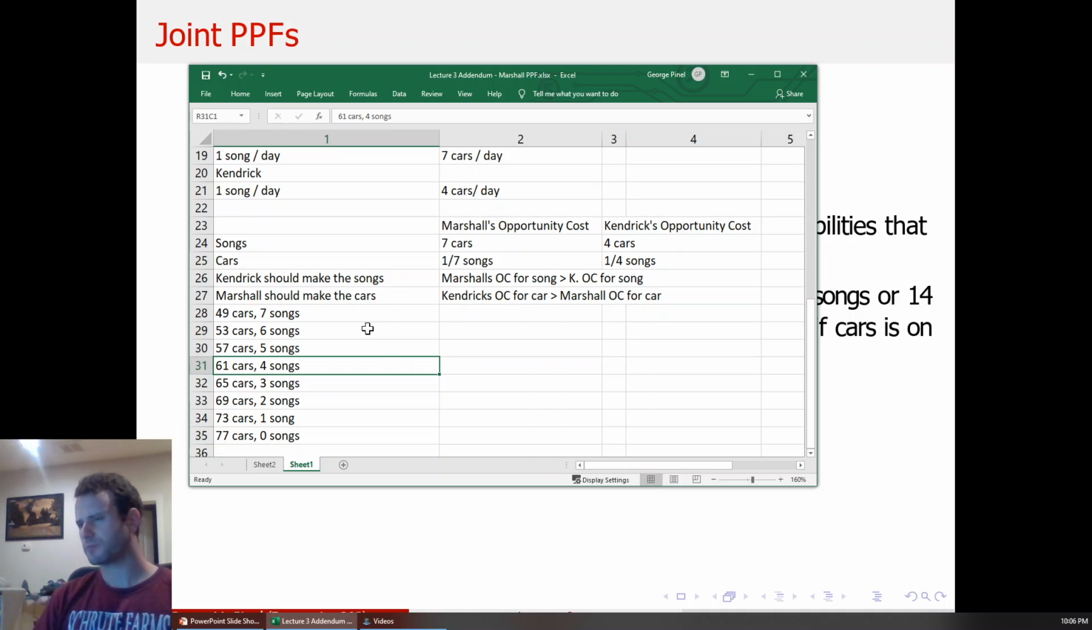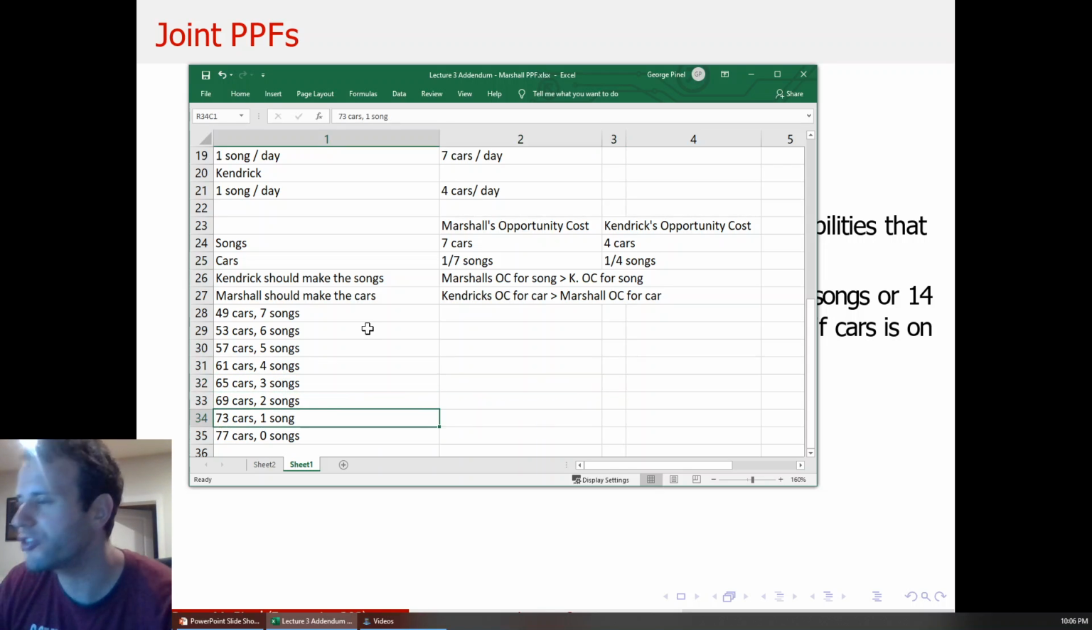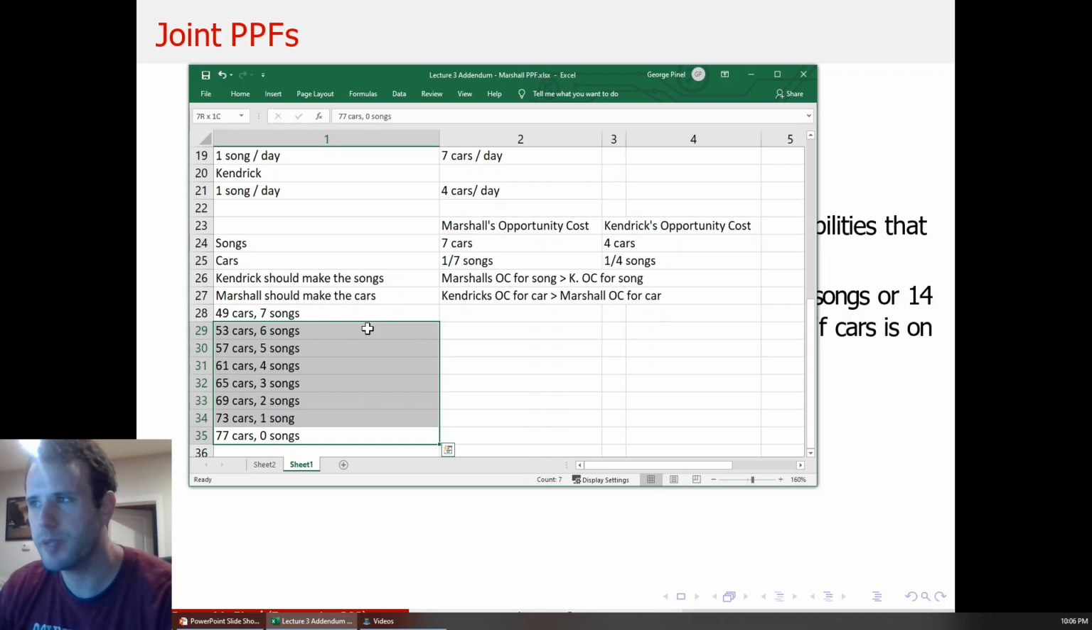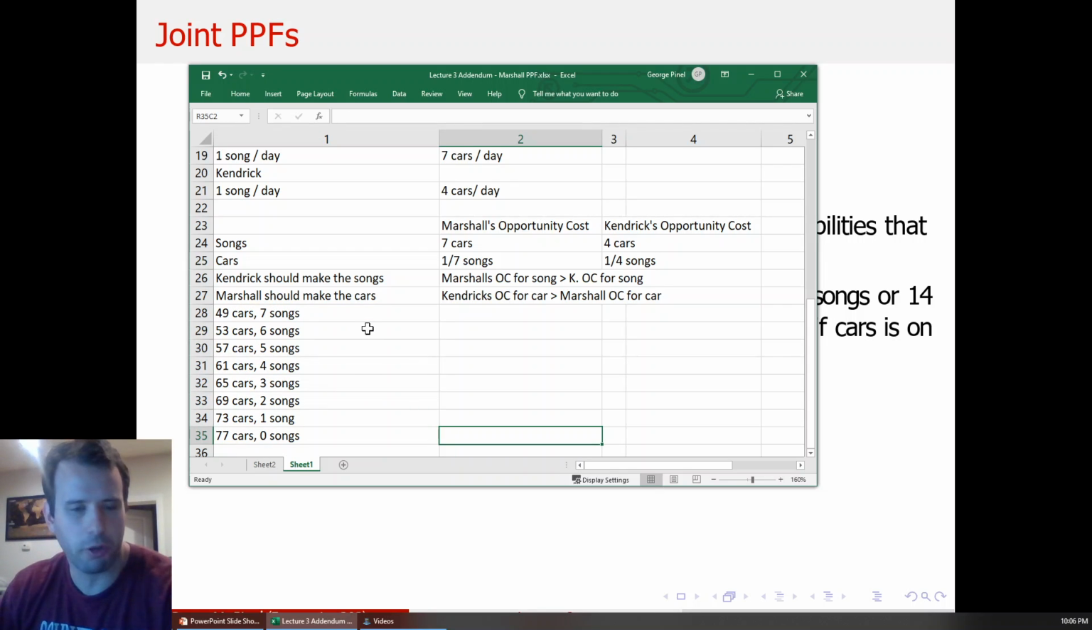Okay, so let's say we're an economy that needs exactly 61 cars. Then it must be the case that Kendrick should be making some cars, even if he has comparative advantage in songs. And it's not a violation of the production pattern. It's not a violation of efficiency to say that Kendrick should make some cars, as long as he's making all the songs, right? So these are all points on the combined PPF, but that's only half of the story.